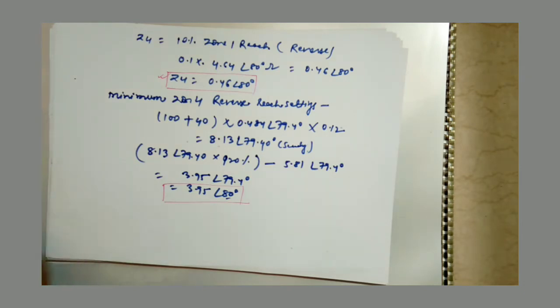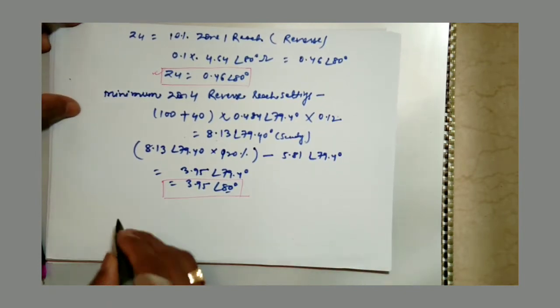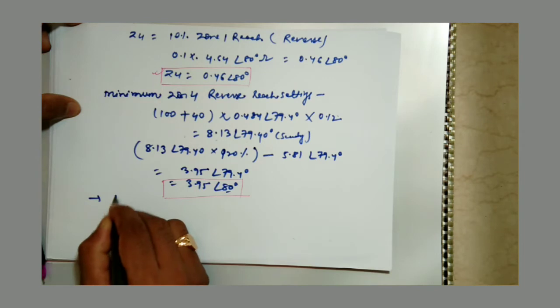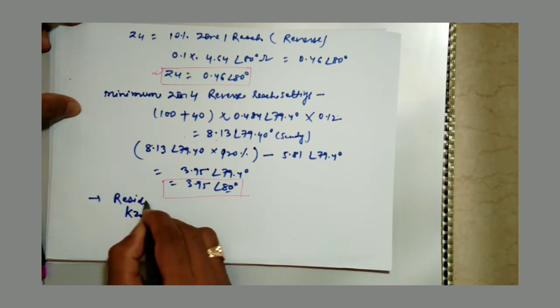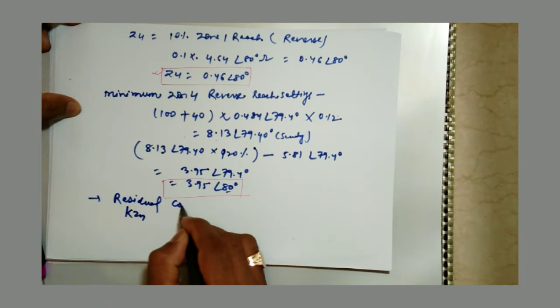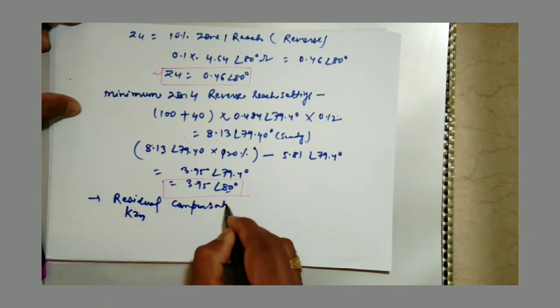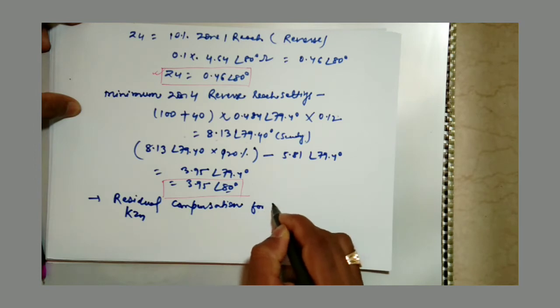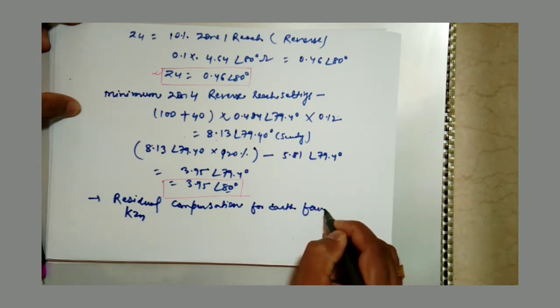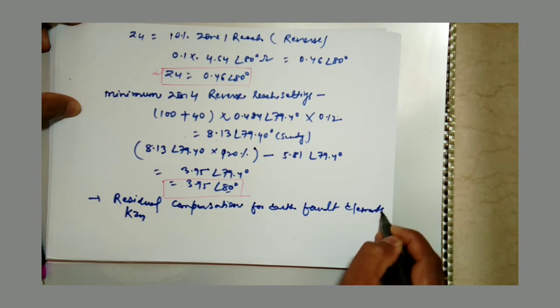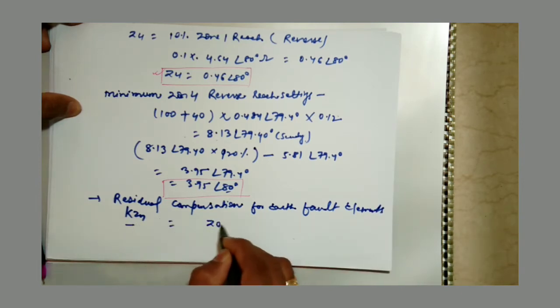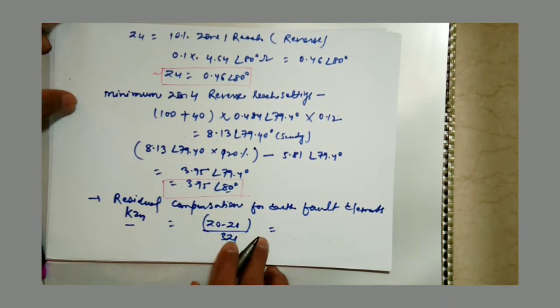And why we have calculated the zero sequence impedance, I will show here. There is a compensation factor, residual compensation for earth fault elements. That's why we take a compensation factor KZN. This is the residual compensation for earth fault elements. KZN is equal to (Z0 minus Z1) divided by 3Z1. So you just calculate all these values.